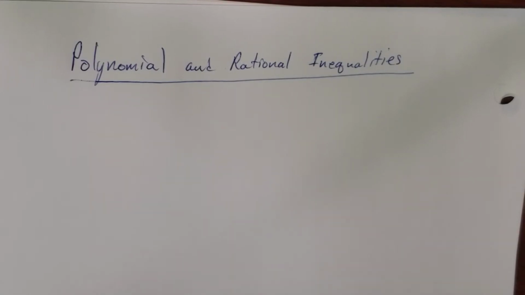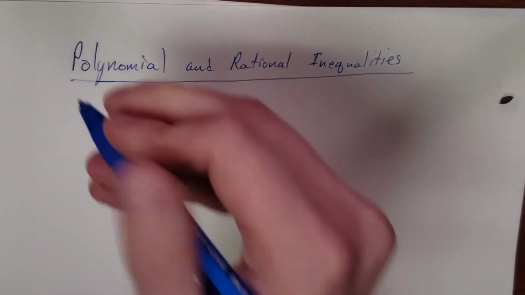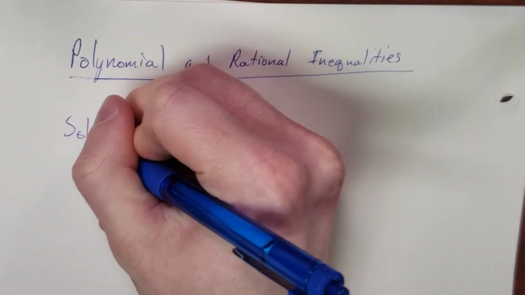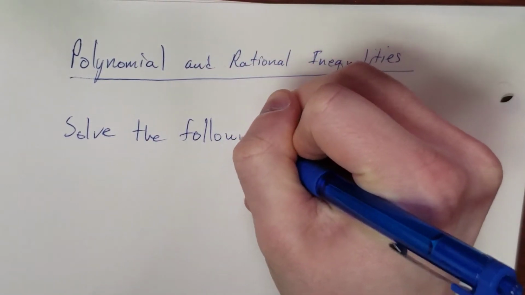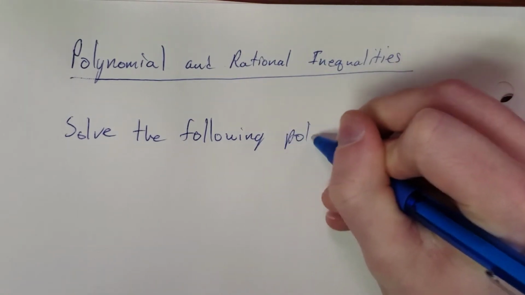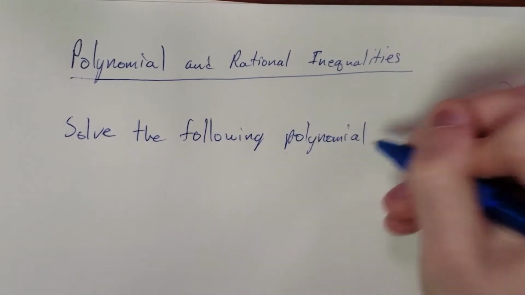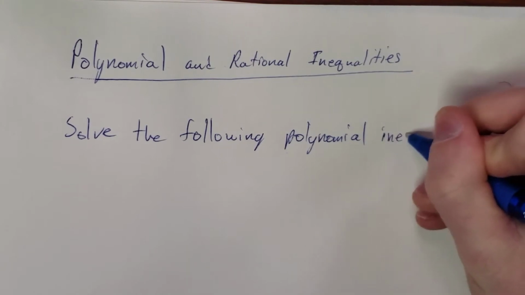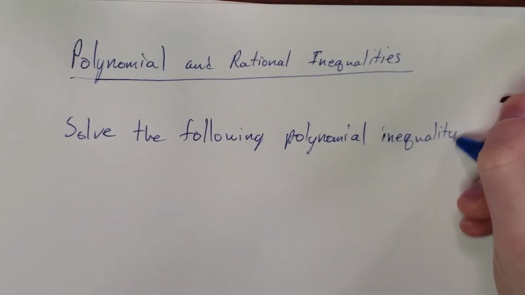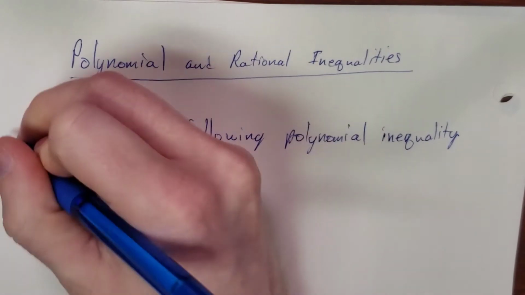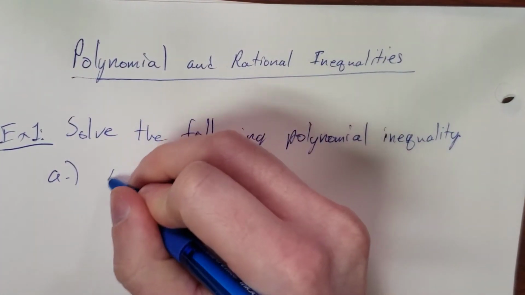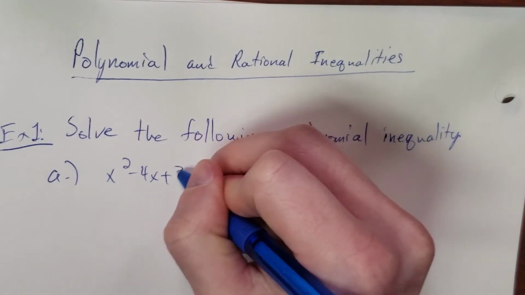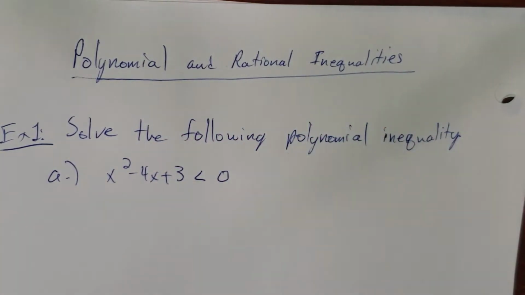In today's video, we're going to be covering polynomial and rational inequalities. So we're just going to start with a first example here, and that is we're going to solve the following polynomial inequality. And so this is example 1. And part A is going to be x squared minus 4x plus 3 is less than 0.